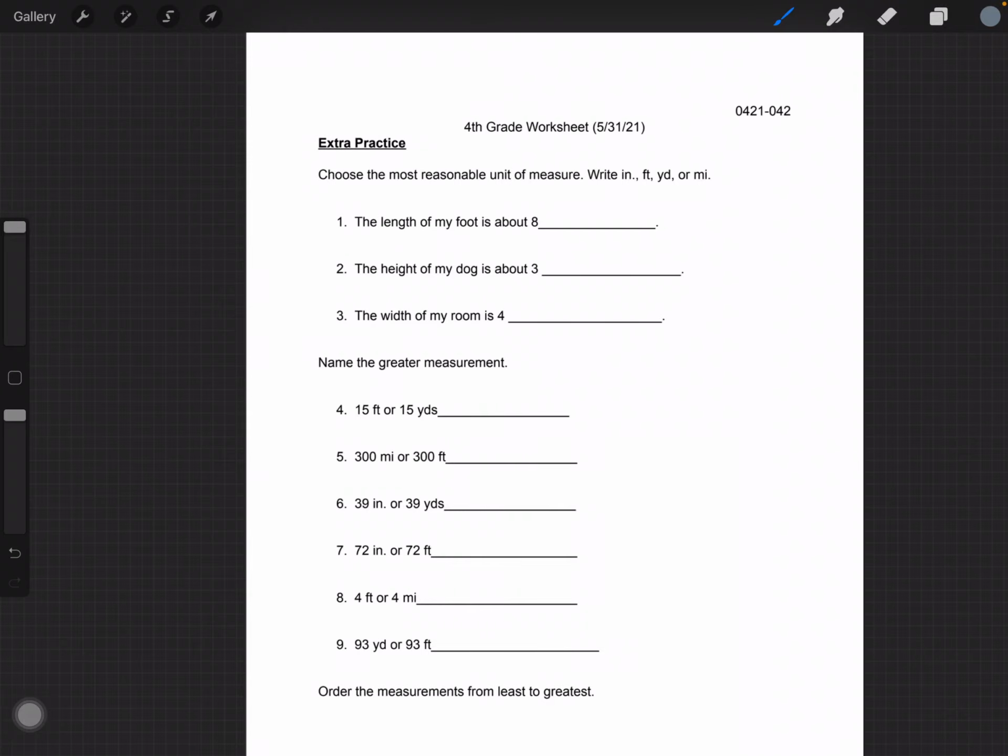Hi, this is Katelyn, and I'll be going through the 4th grade worksheets for lesson 42, which is the last lesson. The first worksheet you should have says extra practice.